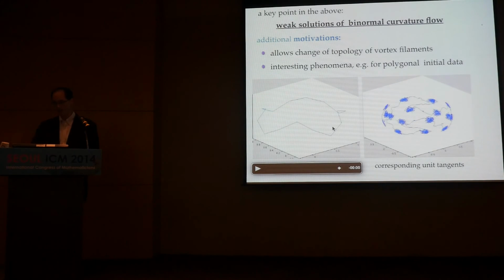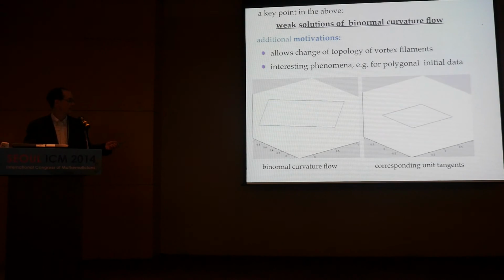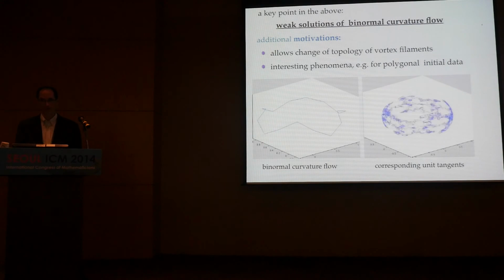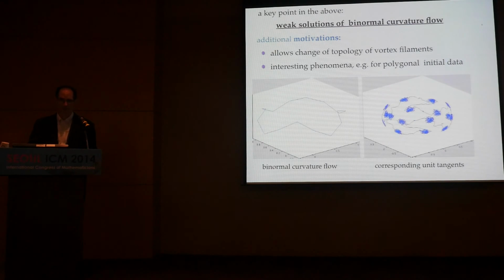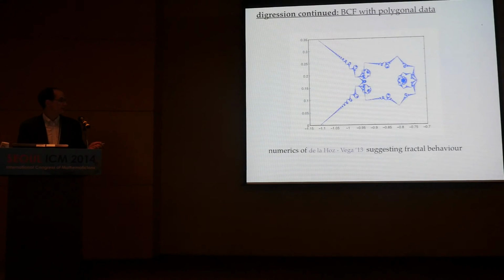And so there are a lot of interesting conjectures. There's a recent paper of De La Hoz and Vega in which they have numerical and heuristic arguments with a lot of conjectures about exactly the situation of binormal curvature flow with polygonal data. And so they would argue, for example, that these things are piecewise constant at rational times and fractal at irrational times. That's the basic conjecture. Of course, they have certain conclusions, including they write down a kind of explicit candidate for a solution. Here's their evidence for fractal behavior.